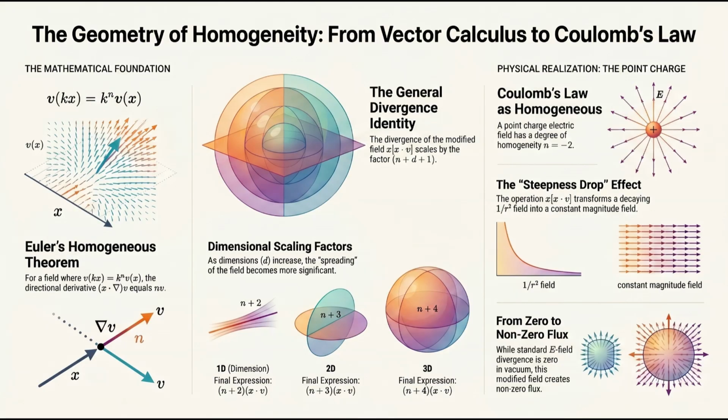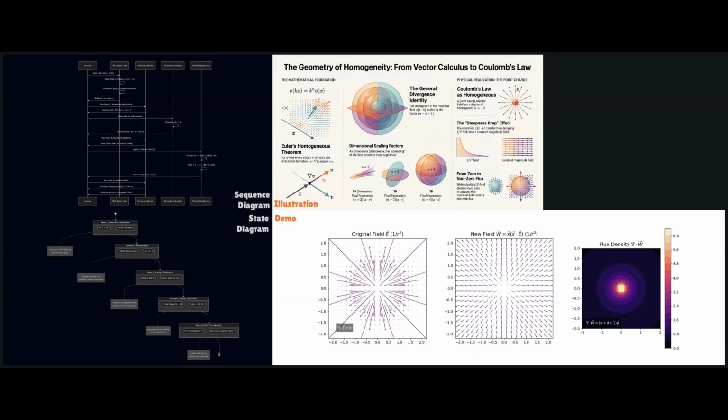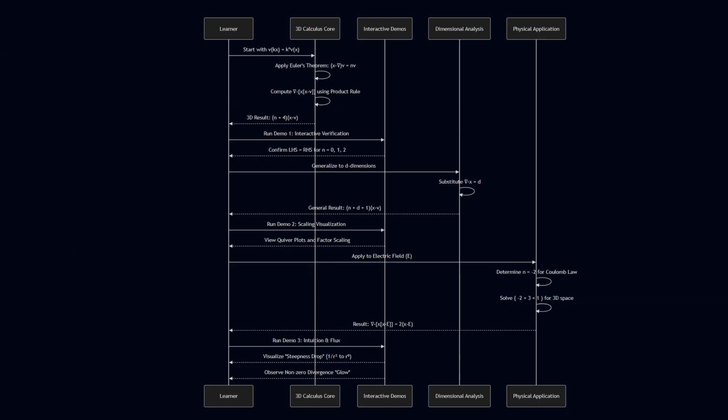This final stage of the narrative proves that the rules of scaling and homogeneity are not just mathematical curiosities, but the fundamental constraints that dictate how energy and flux are distributed across the geometry of a field.